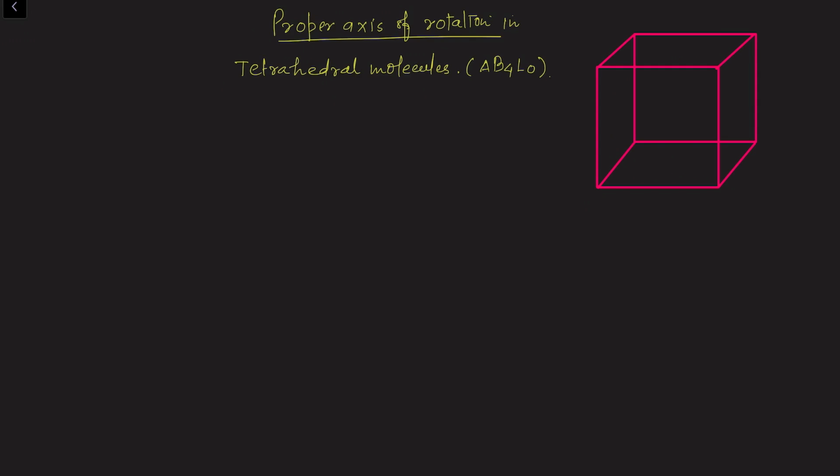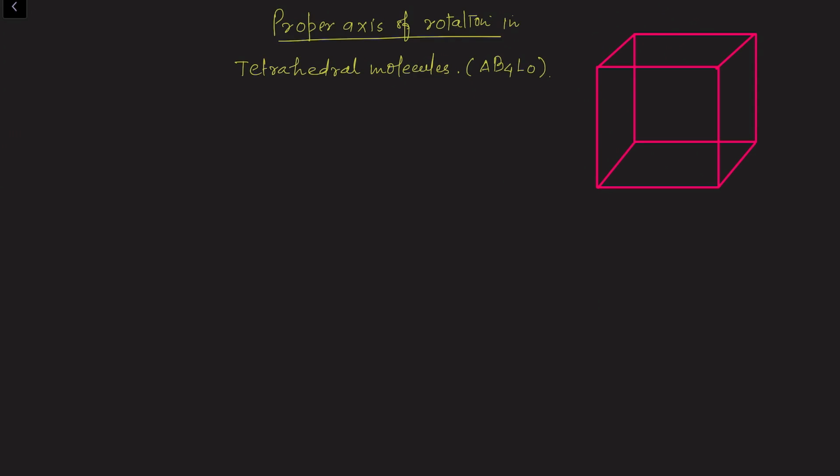In the series of molecular symmetry, today we are going to discuss the presence of proper axis of rotation in a tetrahedral molecule, or AB4L0 type of molecule. We know that a tetrahedral molecule has a bond angle of 109 degrees 28 minutes, right? But when you come to the symmetry, it is very difficult to assume all the proper axes of rotation present in a perfect tetrahedral molecule. So a basic concept is required of how we represent a tetrahedral molecule in molecular symmetry.